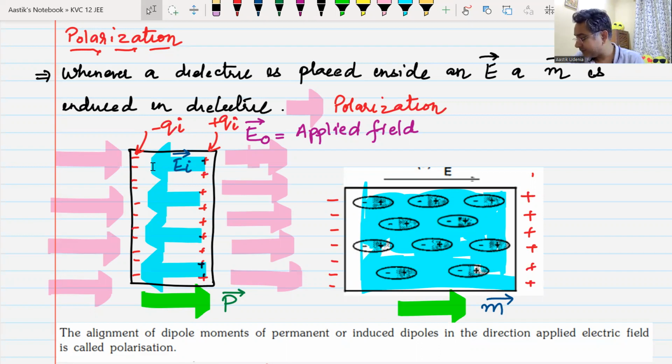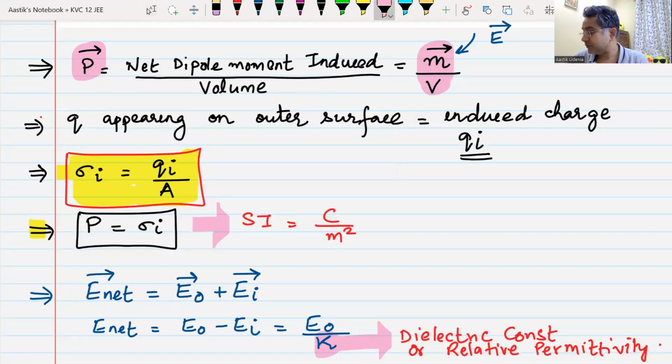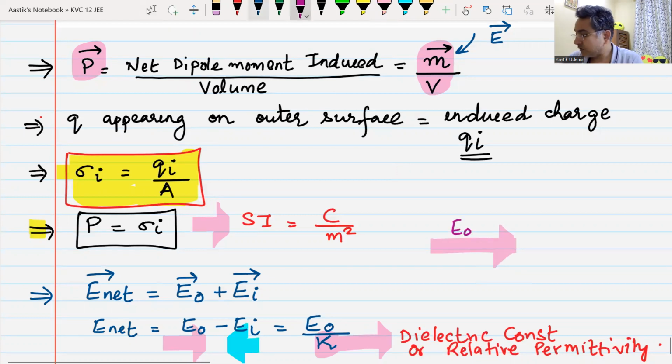What would be the net field? This field is going in this direction, and this field is going in this direction. Still don't understand? One field is going like this. This is E naught. One field is coming like this. This is EI. What will be the net field? Minus EI, sir. Yes, beta? E naught minus EI.